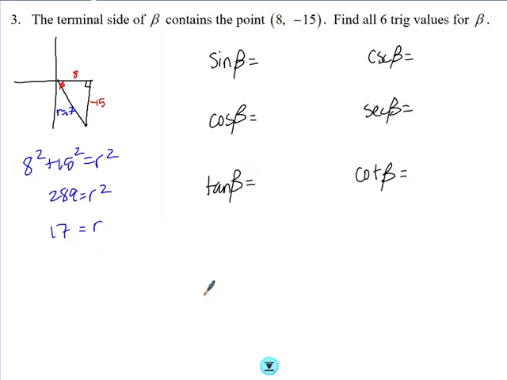Sine of beta is opposite over hypotenuse, which is negative 15 over 17. Cosine of beta is adjacent over hypotenuse, so 8 over 17. Tangent of beta is negative 15 over 8. Then cosecant, secant, and cotangent are just the reciprocal of the first three functions. So we have all 6 trig functions.